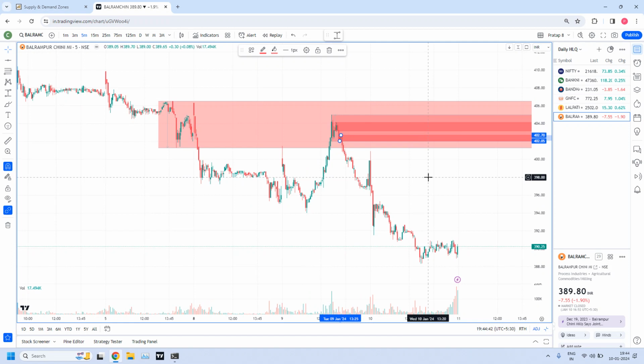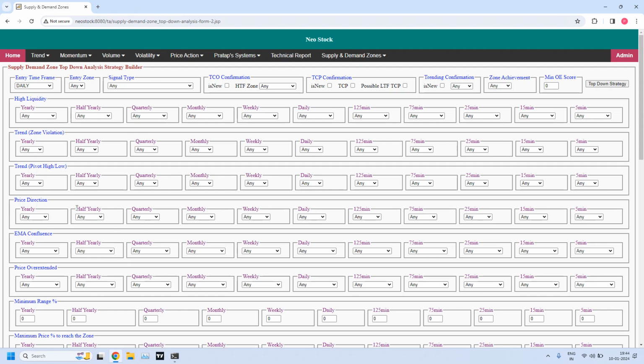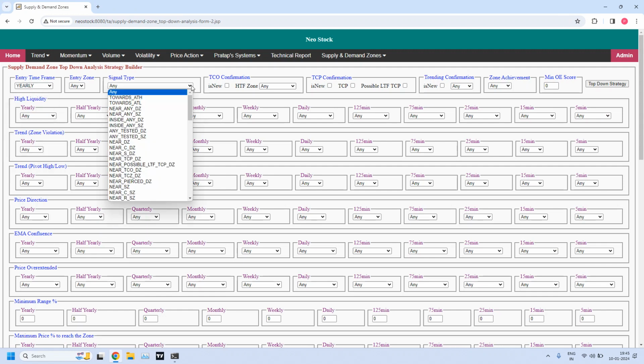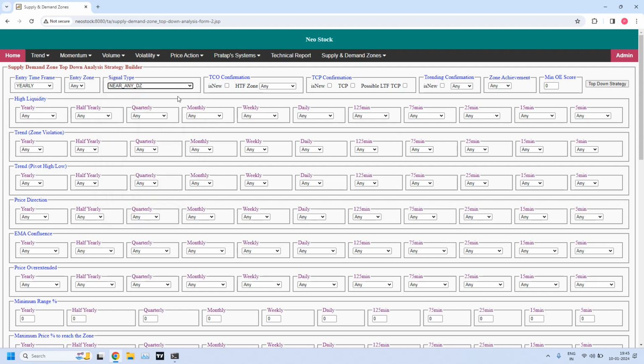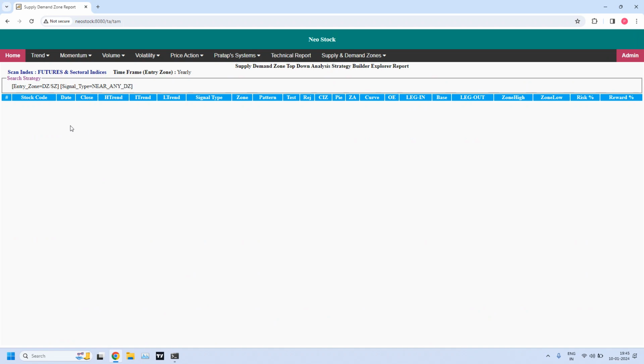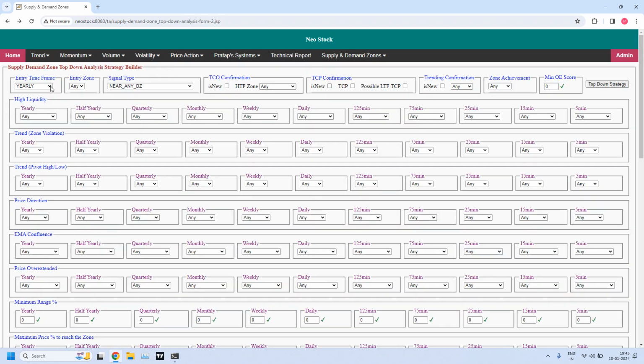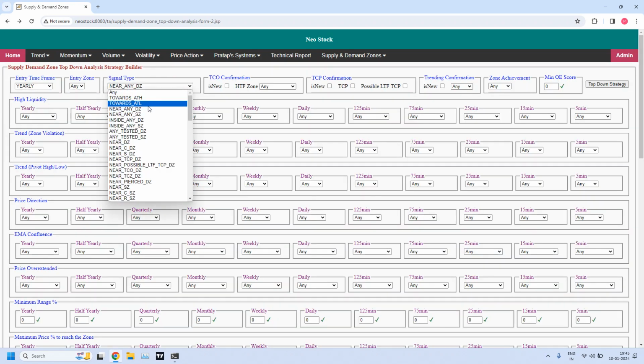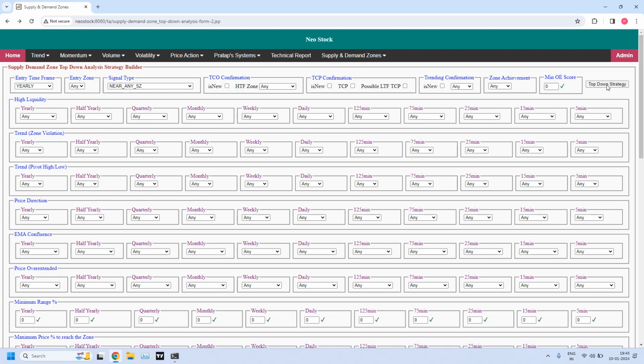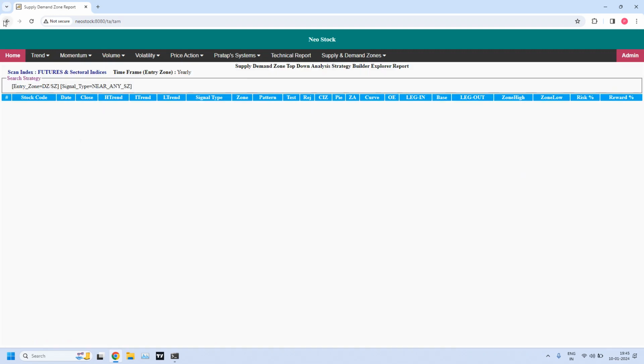And this is our analysis part. Now let us generate demand and supply zones, stocks near demand and supply zones, for all the time frames. Let us start with yearly. Mostly you won't find any stocks, but let us generate. Stocks near yearly demand zone: no stocks. And in the yearly time frame, stocks near yearly supply zone: no zones.